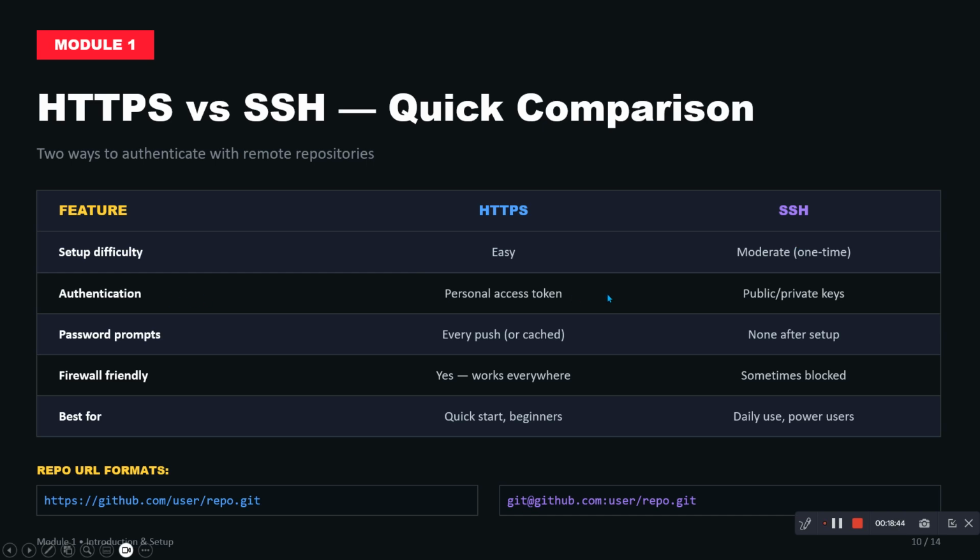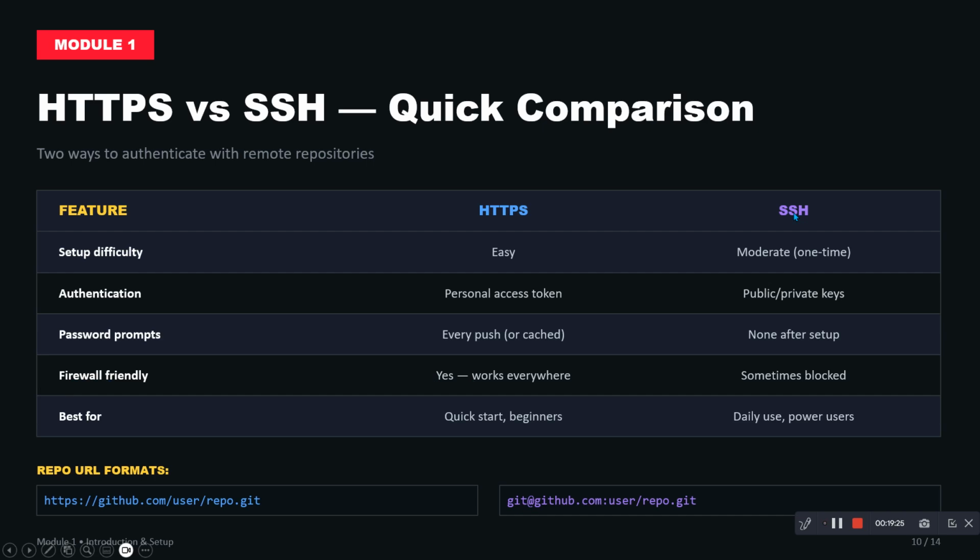Then authentication: HTTPS is done using a personal access token, or PAT token, so you need to generate a PAT token and use it for authentication, whereas public and private keys are used for SSH. In the previous slide I showed you how to generate the SSH keys and add them to GitHub. Then the password prompts: with HTTPS, on every push you need to enter your password, unless it is cached. With SSH, once you set up the authentication, you need not enter the password again and again. And when it comes to firewalls, HTTPS is firewall friendly.